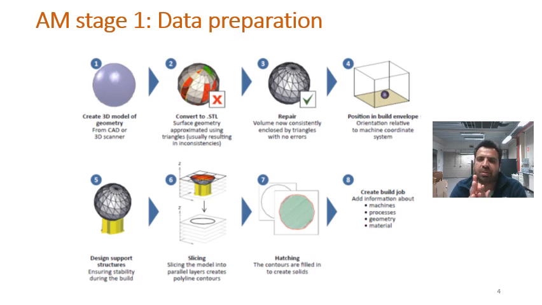In step 8, finally the build is created, and you might still need to add some information, like which machine is being used, what the process is, either selective laser melting, fused deposition modeling or stereolithography. So this kind of information is also added. What is the geometry of the part, and you might also have to fill in what kind of material is being processed.